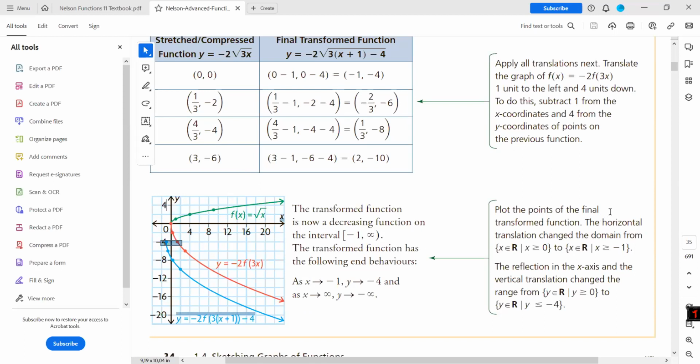We have to plot the points of the final transformed function. The horizontal translation changes the domain from x greater than or equal to 0 to x greater than or equal to -1. So basically, because we translated our function 1 unit to the left, our domain is increasing. The reflection in the x-axis and the vertical translation changed the range from y greater than or equal to 0 to y less than or equal to -4. So basically, the x-axis reflection happened here.